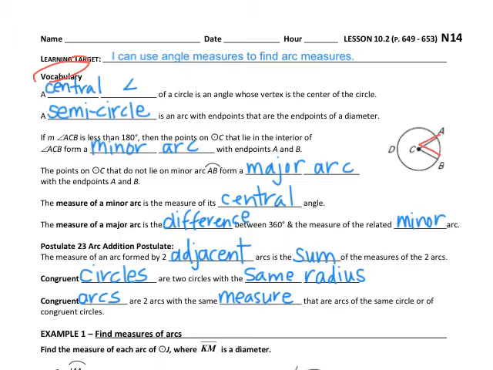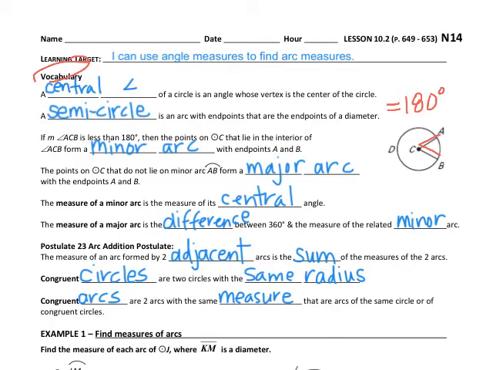The second vocabulary term, a semicircle, is an arc with endpoints that are the ends of a diameter. I think we had something like this on a previous introductory assignment, so you should be familiar with a semicircle. Also remember that a semicircle has a measure of 180 degrees, half of a circle. And then when we're talking about minor arcs, let's read this through.